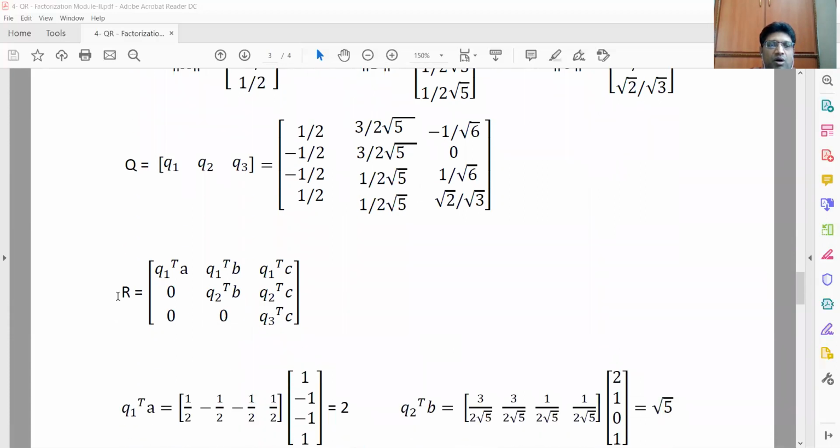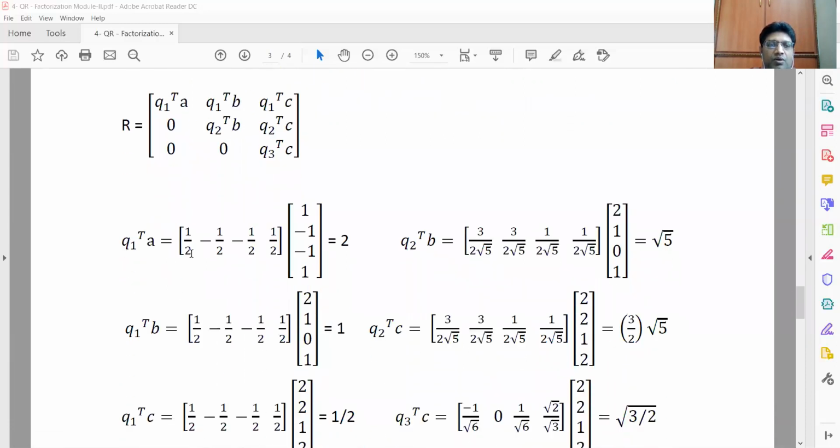Next, to calculate R, the R matrix, which is known as the right triangular matrix, which is in this form. So already we know Q1, Q2, Q3. Therefore, calculate Q1 transpose A. Q1 transpose means transpose of this into A. A is, in the beginning we have taken a, b, c, that A. So if you multiply this, 1 by 2 into 1, 1 by 2 plus 1 by 2 plus 1 by 2 plus 1 by 2. So total is 4 by 2, which is 2.